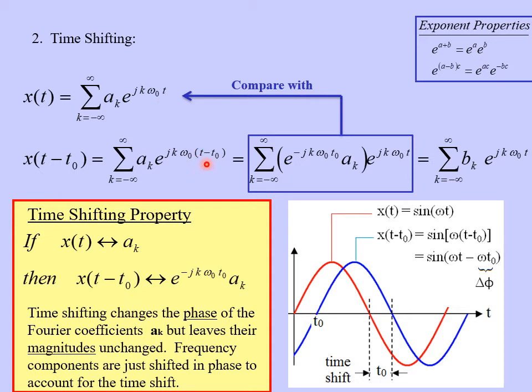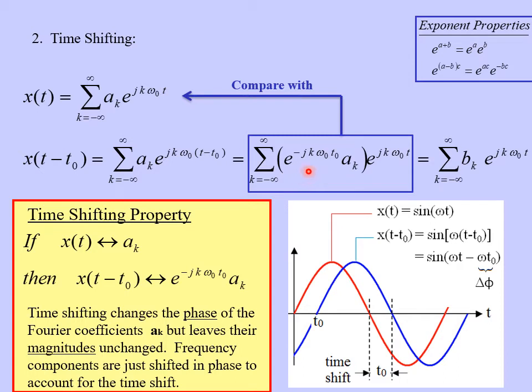What we can do next is basically use our properties of exponents. I'm going to distribute the jk omega naught inside the parentheses here, and I've shown a couple of the exponent properties up here that we're using. When we have exponents that are added like this, we can break this up into two terms that are multiplied together, and that's exactly what I've done here.